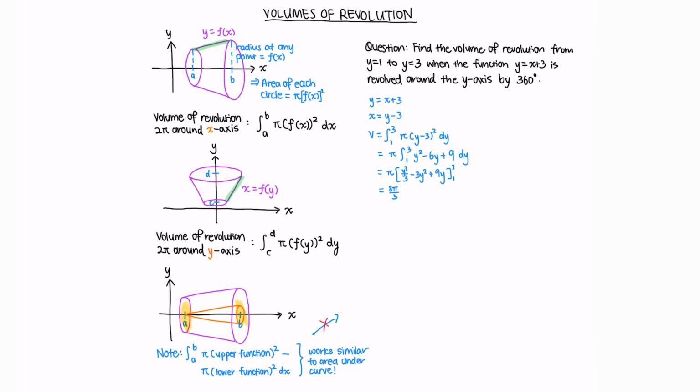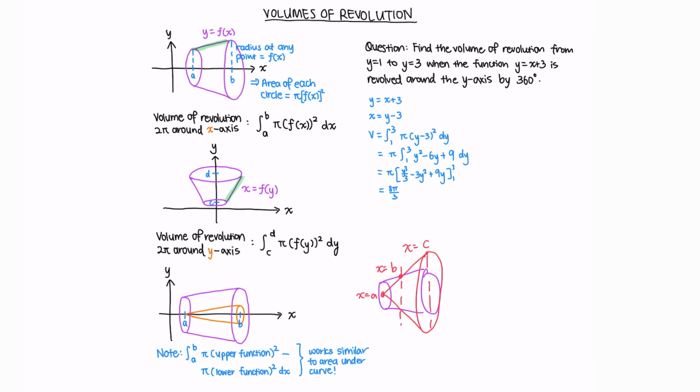I want you to remember, this is a common mistake. This is not the same as taking pi times the upper function minus the lower function, squared. This is wrong. If the orange curve looks something like this instead, what we have to do is split the integral into two parts again. Remember, this works very similar to area under the curve. So let's say we have something like this.